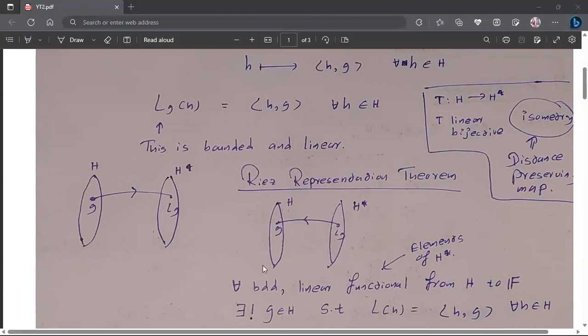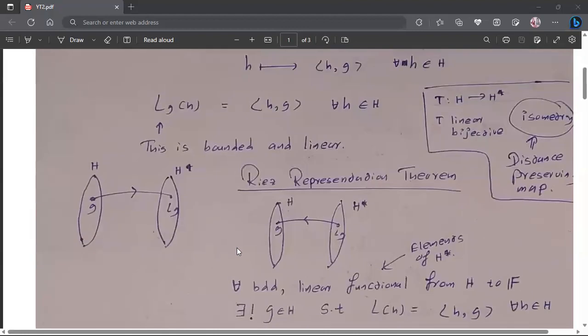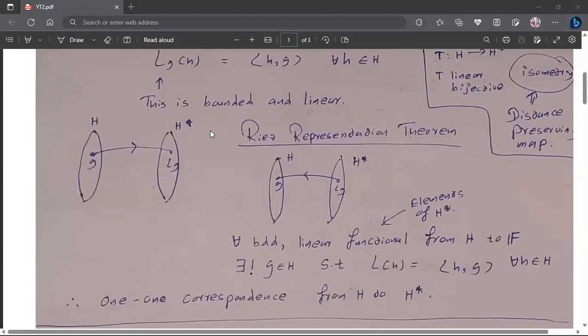So the Riesz representation theorem, together with this property of Hilbert spaces, gives us the one-to-one correspondence between the Hilbert space and its dual space. The Riesz representation theorem guarantees the converse of this property. This property guarantees that each vector g in the Hilbert space has a bounded linear functional in its dual space. Together with these two properties, we can form a one-to-one correspondence between the Hilbert space and its dual space.